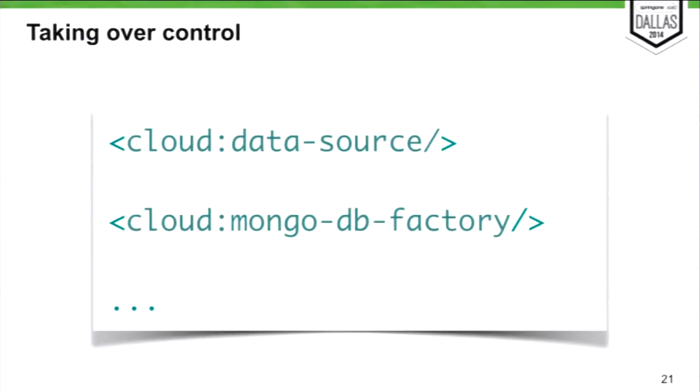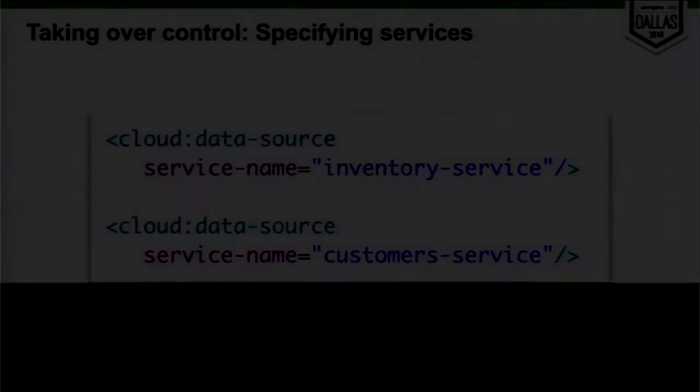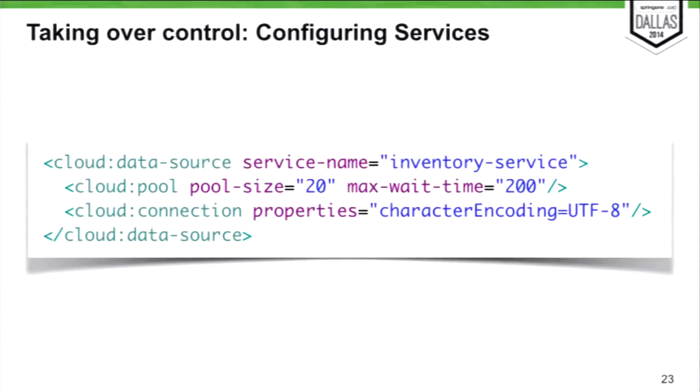And the bean that is created is named the same as the service name. But if you want to override it, you just provide an ID element, and that will be the bean ID. So here you provide the service name. If you want to configure a little bit more, so in this case you want to say my pool size and my connection properties, then you use nested elements here to provide those values.